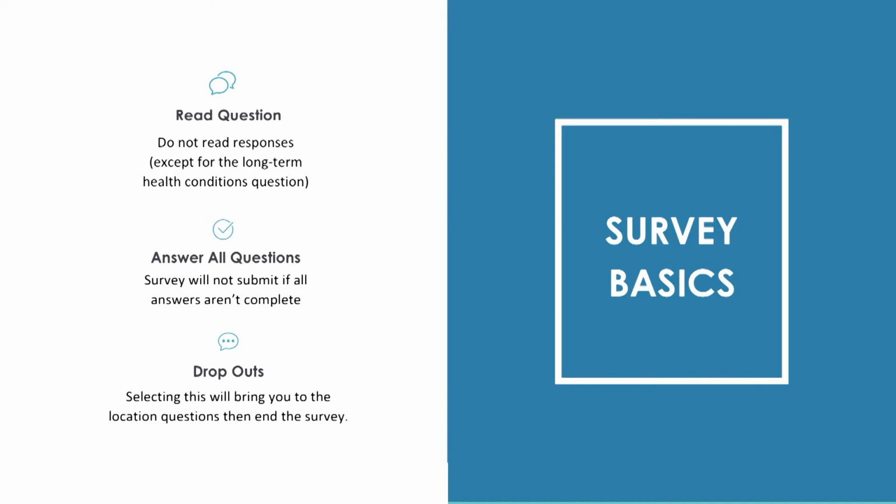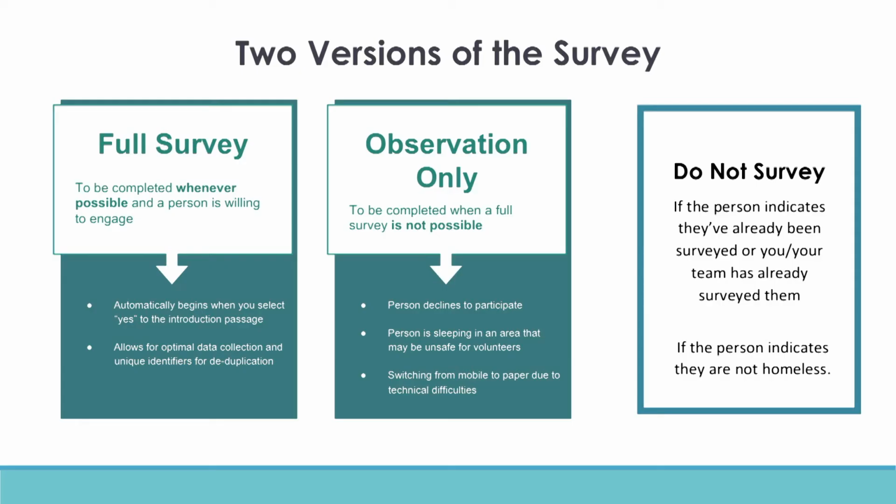If a participant drops out of the survey in the beginning when you're collecting the demographic information, follow the guidance provided under the question. As I mentioned earlier, there are two versions of the survey. The full survey is to be completed whenever possible, and the participant you are talking to is willing to engage. The full survey will automatically begin once you select Yes to the introduction passage. The reason why we emphasize completing the full survey whenever possible is because it allows for optimal data collection and also creates a unique identifier for each person that we can use to deduplicate if needed.